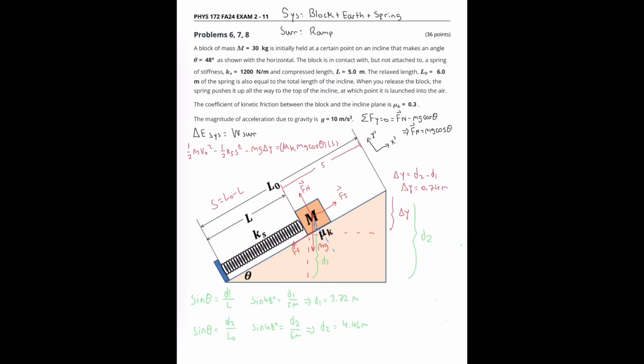And now that we have all our values, we can substitute everything and solve for V naught. And so after we do some calculations, we get that V naught is equal to the square root of 21.2. So V naught is equal to 4.6 meters per second, and we will use this for problems 7 and 8.